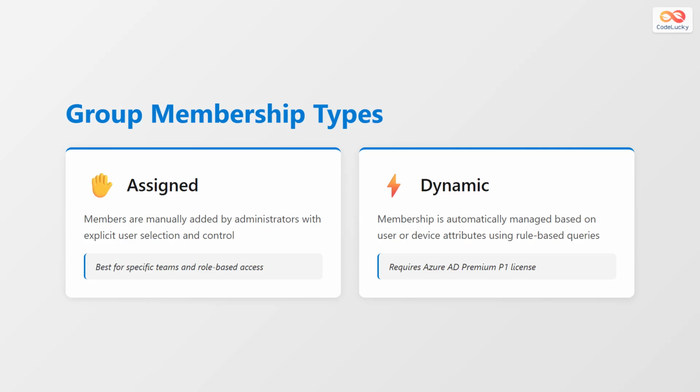Group membership in Azure AD can be managed in 2 ways. Assigned membership means that members are manually added by administrators who explicitly select which users should belong to the group. This method gives you complete control and is best suited for specific teams and role-based access scenarios. Dynamic membership, on the other hand, is automatically managed based on user or device attributes using rule-based queries. Membership updates automatically as user attributes change. However, dynamic groups require an Azure AD Premium P1 license to use this feature.